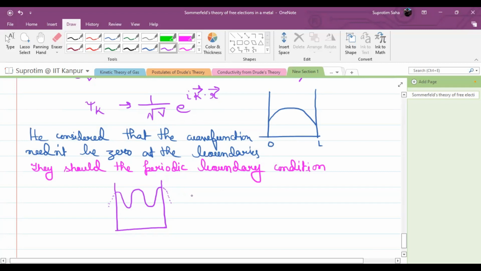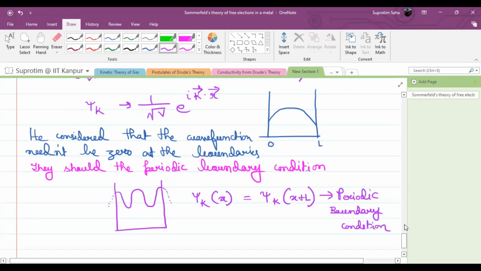What does this mean? This means that psi k of x is equal to psi k of x plus L. This is your periodic boundary condition. All right, it's a periodic boundary condition.